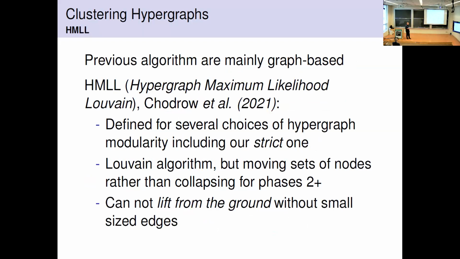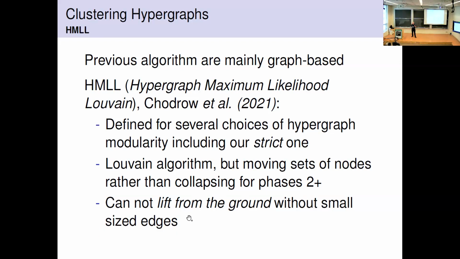There's a more recent algorithm by Chodrow and others called the hypergraph maximum likelihood Louvain. This one is much closer to what we are doing, okay, much closer. So it's defined for several choices of modularity, including our own definition. It is the Louvain algorithm, but instead of collapsing, you build those kind of super nodes and we do something very similar to that. There is a problem, however, in this algorithm is that it's hard to lift from the ground without small size edges.